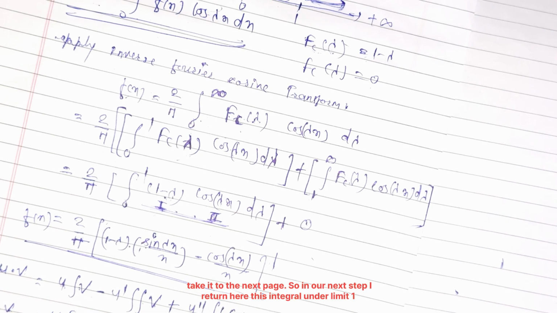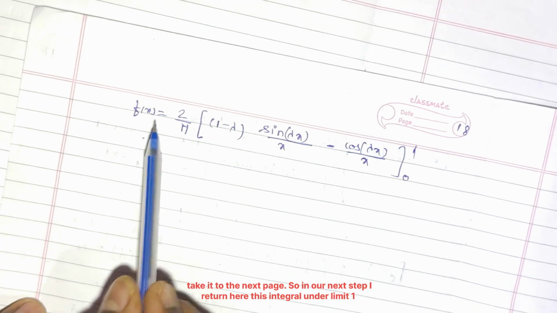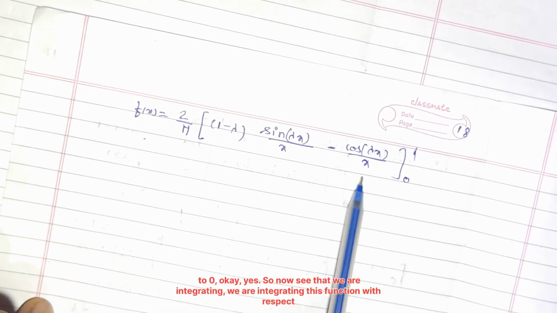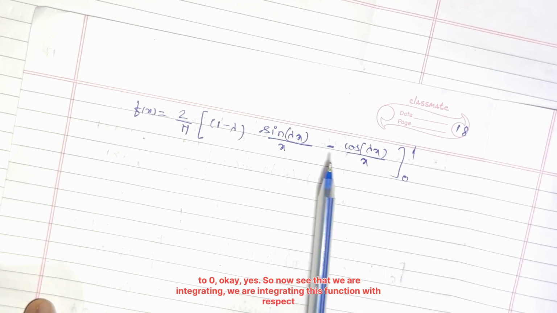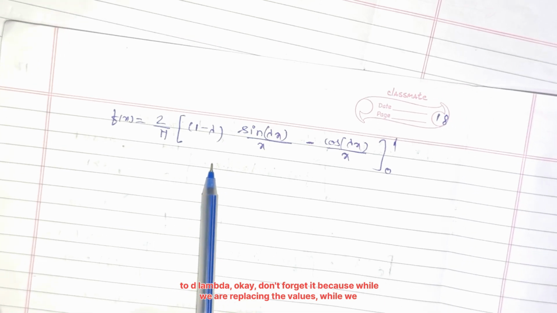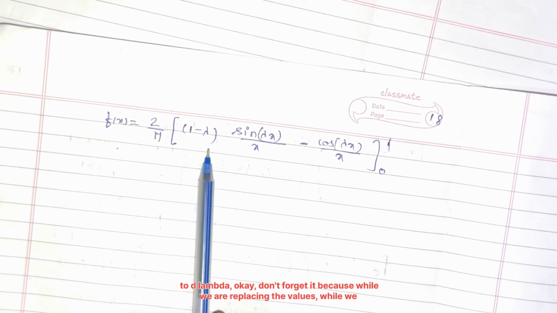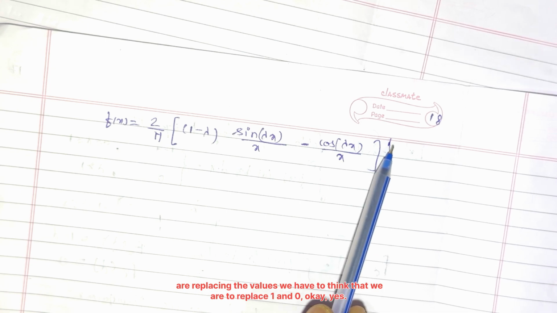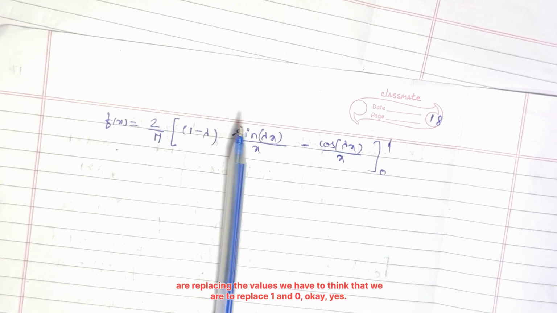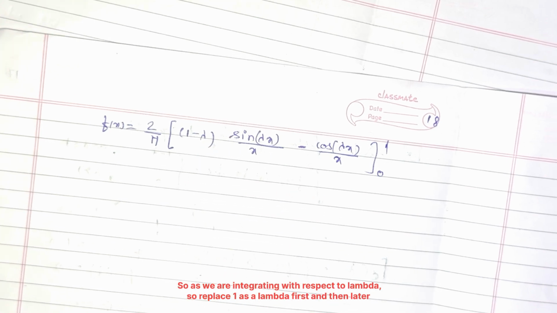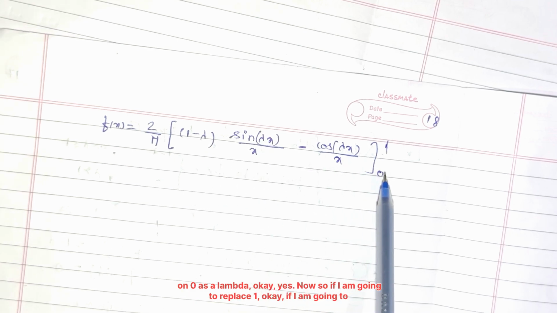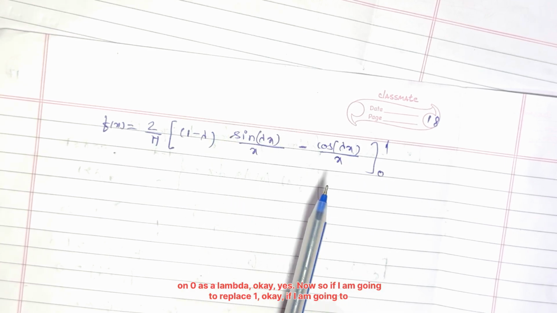Let me take it to the next page. In our next step, I have written this integral under limit 1 to 0. Now see that we are integrating this function with respect to d lambda. Don't forget it, because while we are replacing the values, we have to replace 1 and 0. As we are integrating with respect to lambda, replace 1 as lambda first and then later on 0 as lambda.